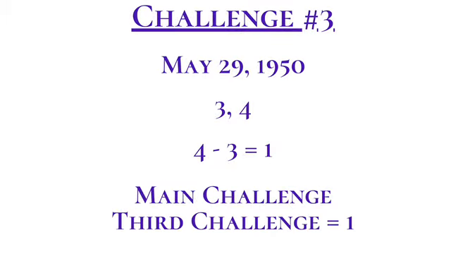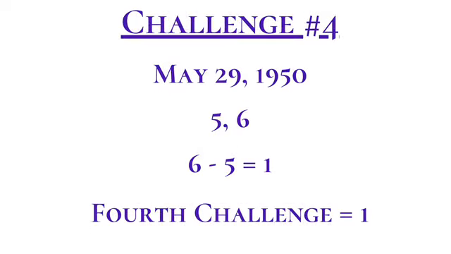Your third challenge is going to be your main challenge and your most important challenge. So for the third challenge, you are going to take the first and the second challenge and subtract the smaller from the larger. For this example, 3 is the first challenge and 4 is the second challenge. Therefore, the third and main challenge is found by subtracting 3 from 4 and arriving at number 1. So this person's third and main challenge is a number 1.